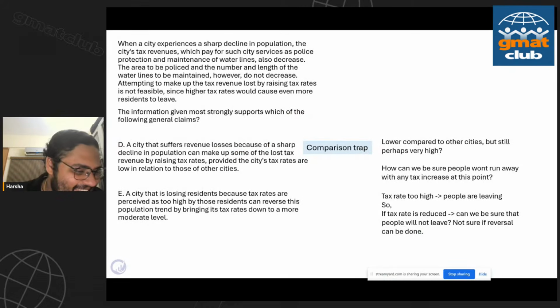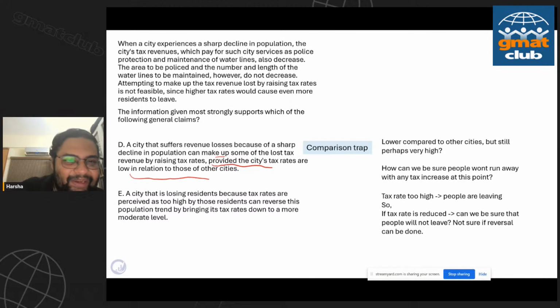Now, choice D. We just discussed comparisons, but I did see a lot of you falling for this comparison trap. To be fair, tough question. What's happening here? A city that suffers revenue losses because of a sharp decline in population can make up some of the lost tax revenue by raising tax rates, provided the city's tax rates are low in relation to those other cities. You see, there's a comparative angle here.